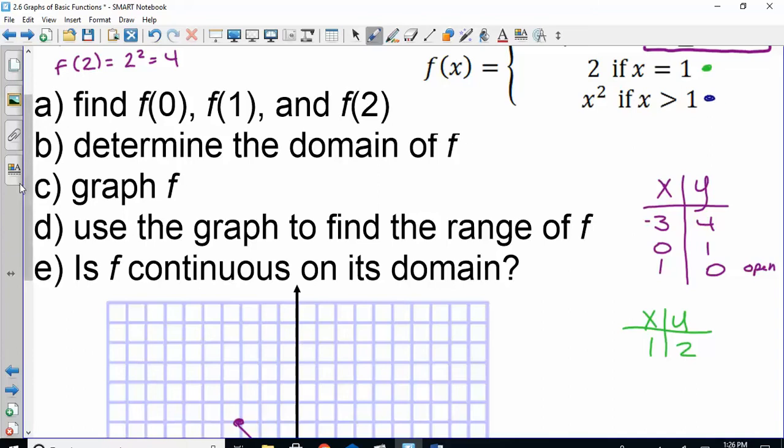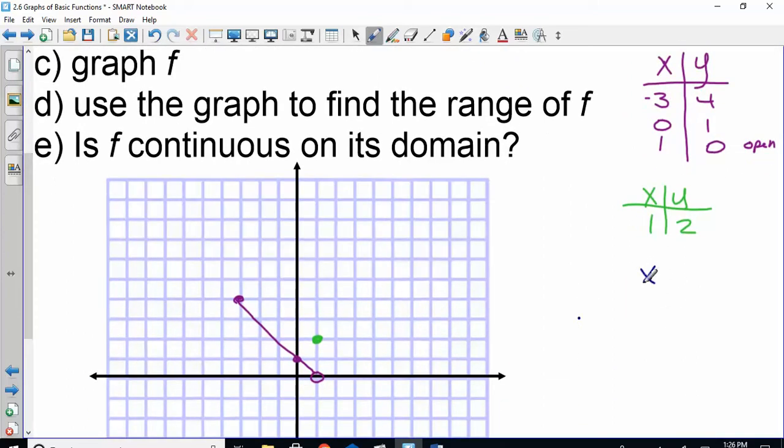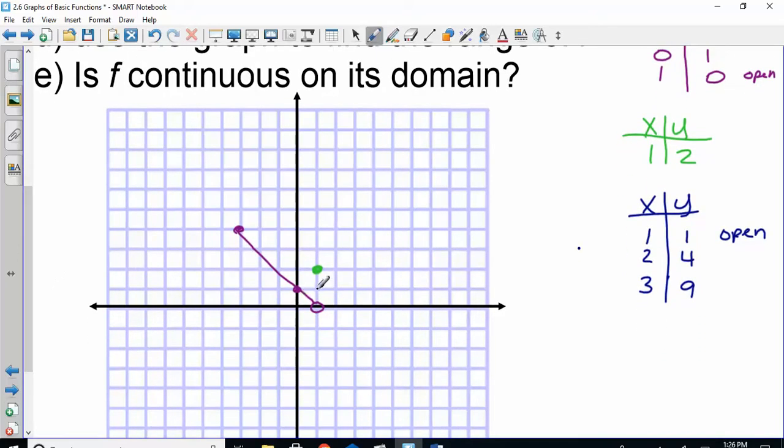X squared if x is greater than 1. So we have to start by plugging in a 1. And that one just keeps going. So maybe a 2 and a 3. Since it didn't have an equal to, it would be an open circle at 1. So 1 squared is 1, 2 squared is 4, 3 squared is 9. So 1, 1 is open, 2, 4, 3, 9. So we're getting part of a parabola here. I'm sure your graph is probably a little prettier than mine.